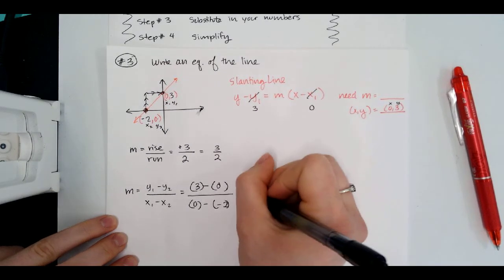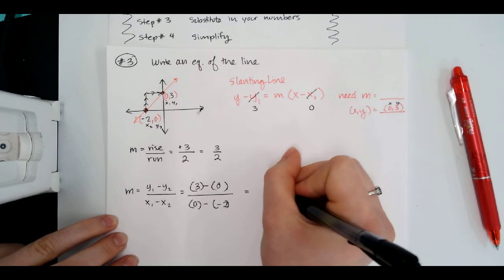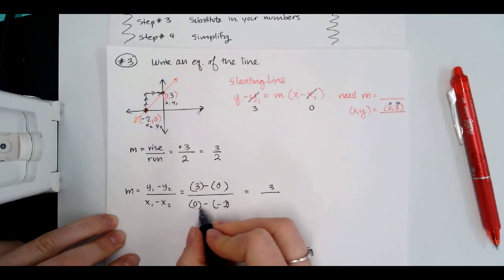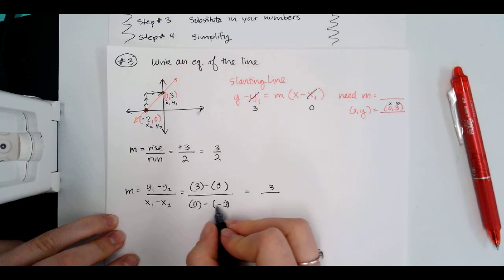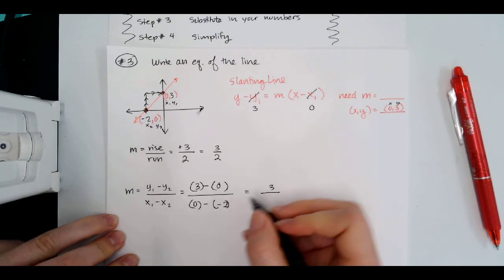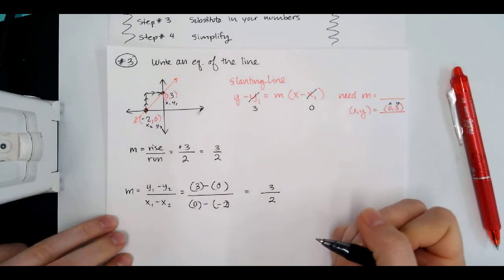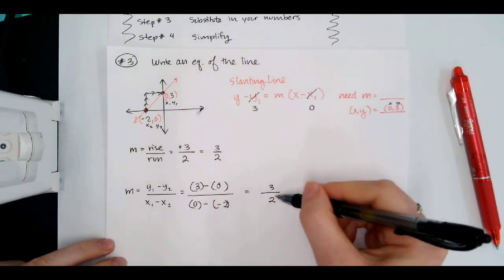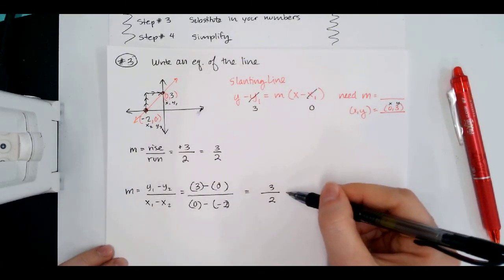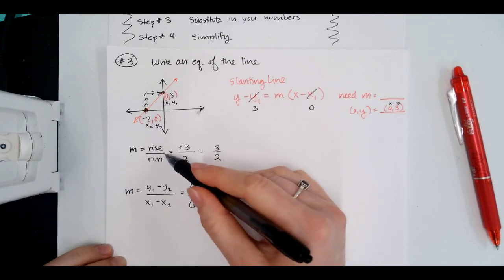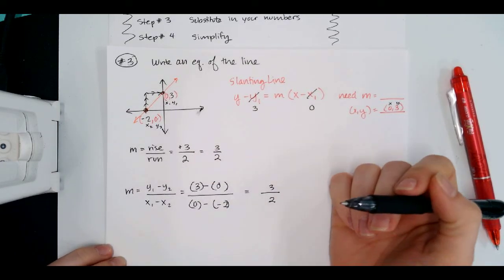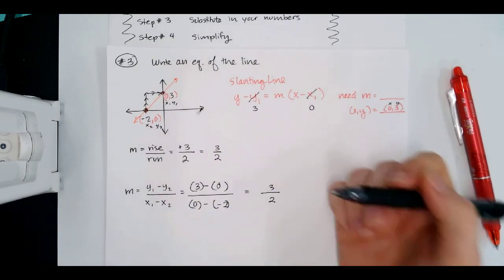All right, let's see what we get. So we have 3 minus 0, which is 3. And then we have 0 minus negative 2. So that double negative becomes a positive. And we get 2. And what do you know? Our slope came out to the exact same number. So this is a good example of how both of these methods worked to find slope. And it's up to you to decide which one was easier for you.